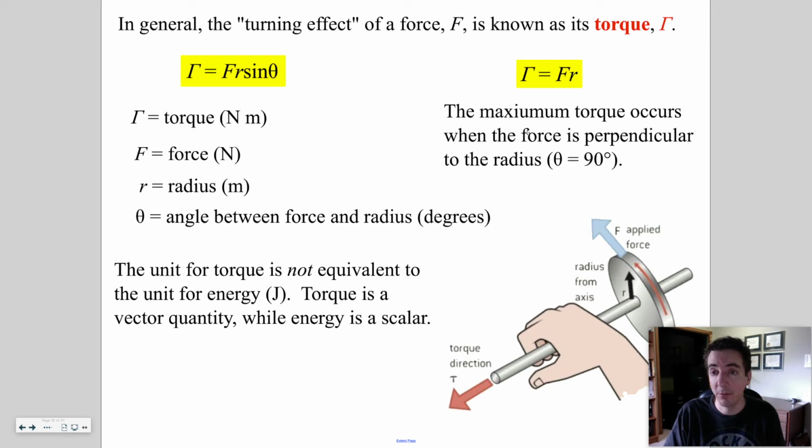So here's another formula on your data sheet. Maximum torque occurs when the force is perpendicular to the radius. So theta equals 90 degrees, and the sine of 90 degrees is 1. So that sine expression goes away there, and you're just left with FR. So notice I said Newton meter. The unit for torque is not equivalent to a joule, even though it's Newton meter, because torque is a vector quantity, whereas energy is scalar.